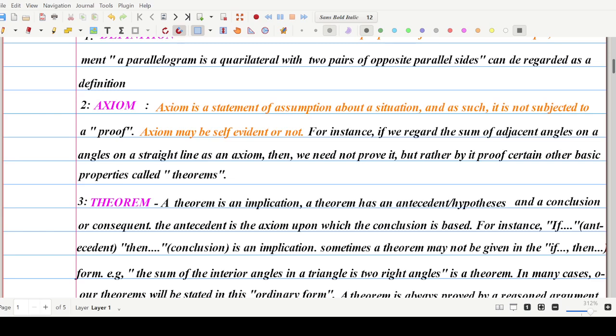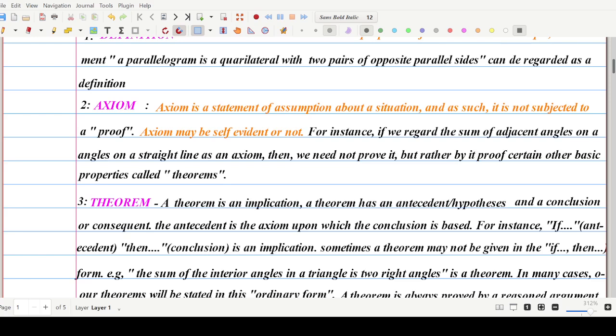Now, we said that, for instance, if we regard the sum of adjacent angles on a straight line as an axiom, then we need not prove it. That is true. But rather, by that assumption, we prove certain other basic properties called theorems. So theorems are also basic properties, but theorems can be proved. What is the difference between a theorem and an axiom? An axiom cannot be proved. It's not subjected to a proof. It's an assumption that needs to be taken. But a theorem is subjected to a proof.